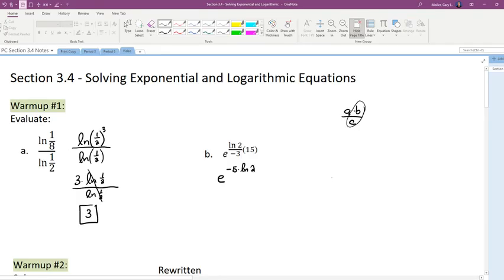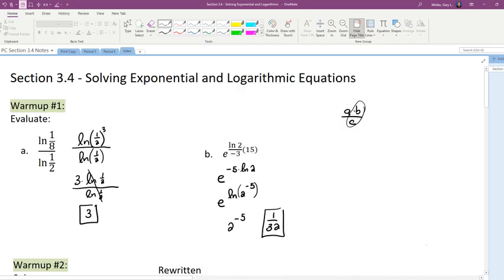And then I can use my power rule, rule number 3, and get e to the natural log of 2 to the negative 5th power. And then what we hope you remember is that this is e to the log base e, and that is the inverse operation. e and log base e cancel out, and we're simply left with what's inside of the logarithm. So the answer to this question would be 2 to the negative 5th, or 1 over 32.